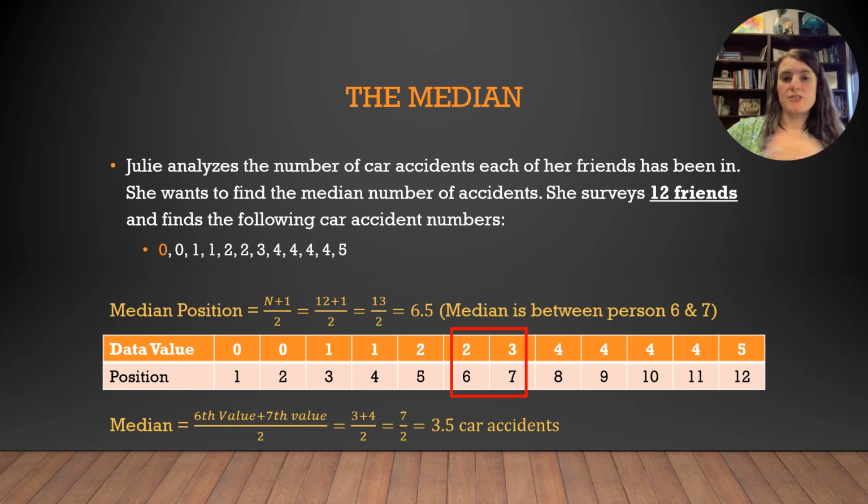So there is one extra step when the data set includes an even number of values that we don't have to take when the data set includes an odd number of values.